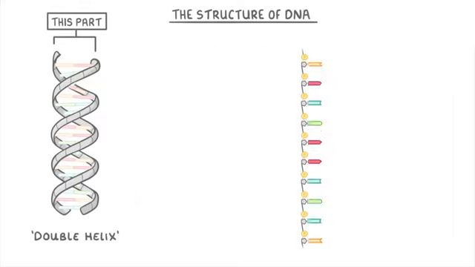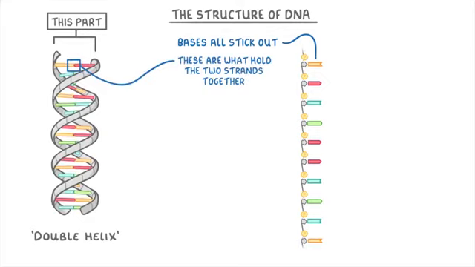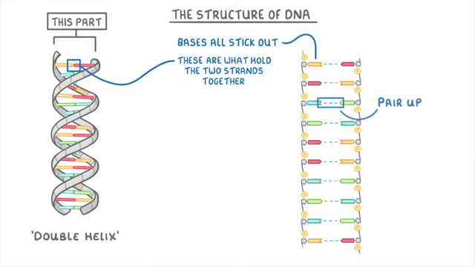If we look back at our single long chain though, you can see that all the bases stick out to the side. And these are what hold the two strands in the double helix together. If we line up a second strand of DNA, facing the opposite way, you can see how the bases could pair up and hold the two strands together.